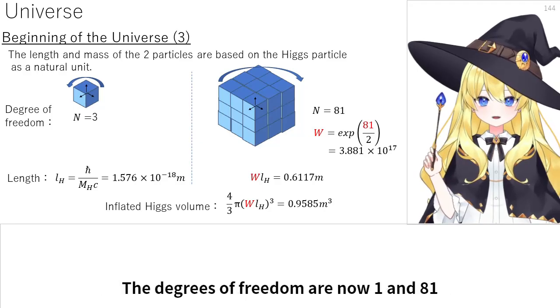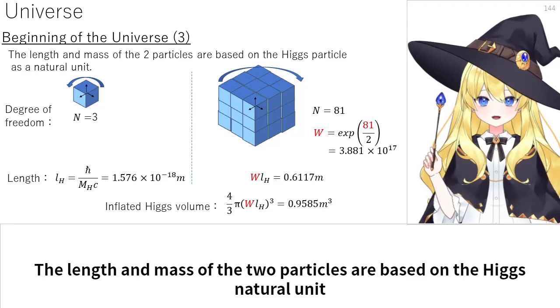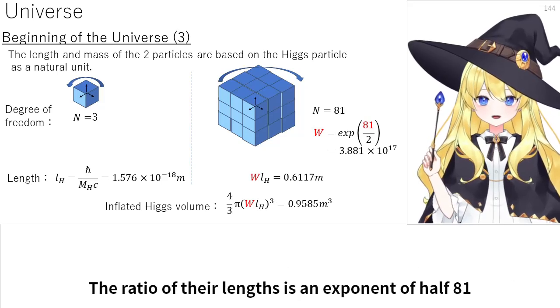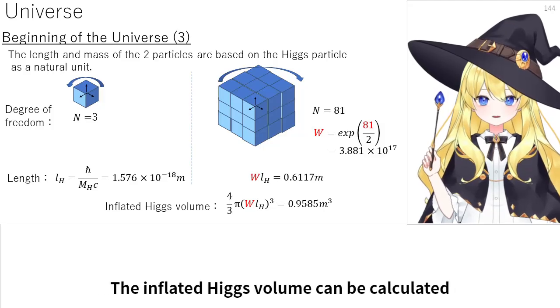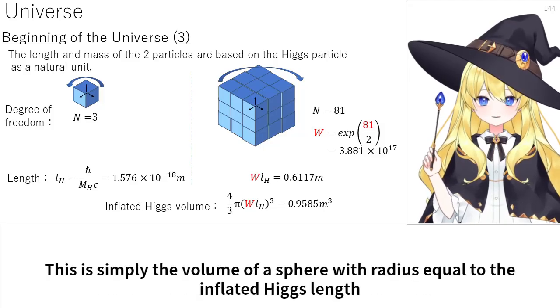The degrees of freedom are now 1 and 81. The length and mass of the two particles are based on the Higgs natural unit. The ratio of their lengths is an exponent of half 81. The inflated Higgs volume can be calculated. This is simply the volume of a sphere with radius equal to the inflated Higgs length.